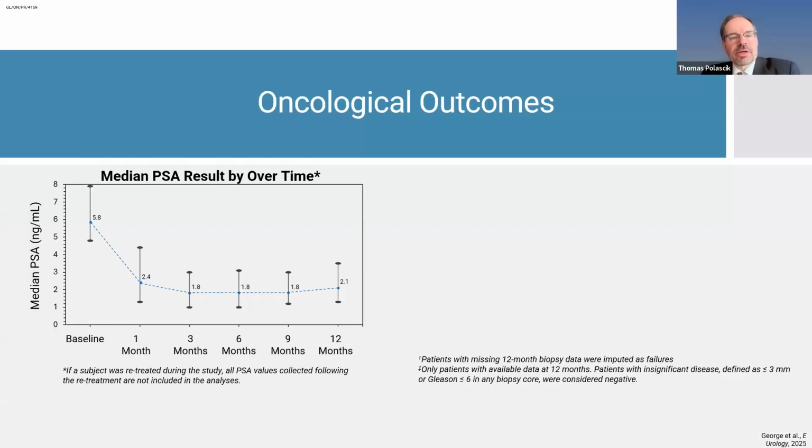Okay, so what do the outcomes look like? If you look at the PSA coming in at about 5.8, it starts to fall in 1 month. Most people check their PSAs at 3 months. Our lowest PSA was at 3.5 months, and you can see that the PSAs tend to stay low.